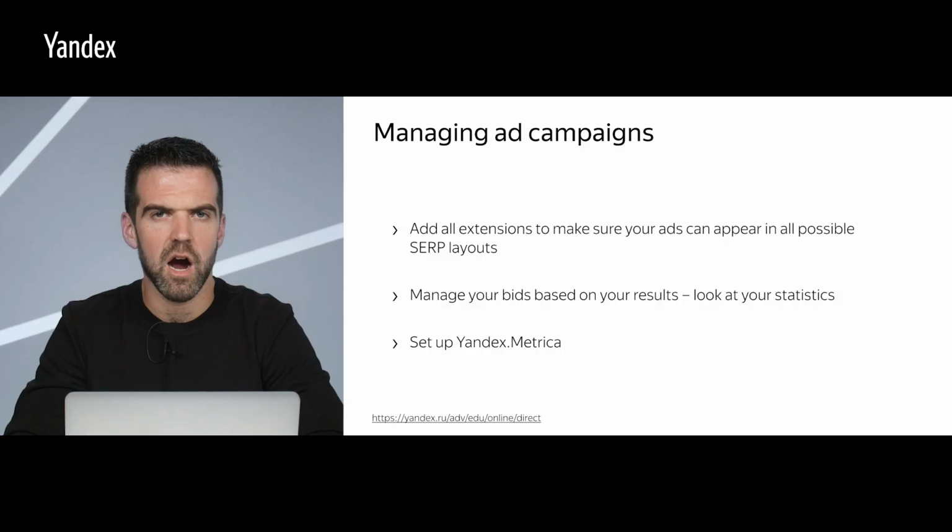So let's sum up what's important for advertising on search. Our main recommendation is that you add all possible extensions to your ads. This guarantees that your ads can be displayed in all possible SERP layouts. And don't forget the number of SERP layouts is increasing. Second, make sure you take your current performance into account when managing your bids. Take advantage of the statistics you have and let them influence your decisions when setting your bids. And of course, set up Yandex Metrica to gather and have access to all your site statistics.